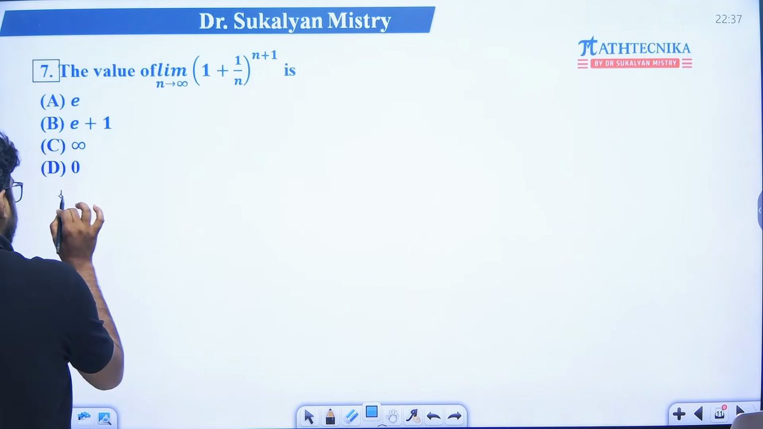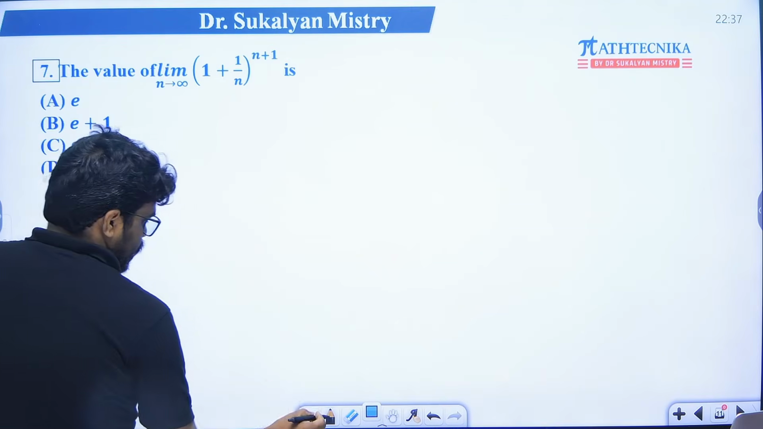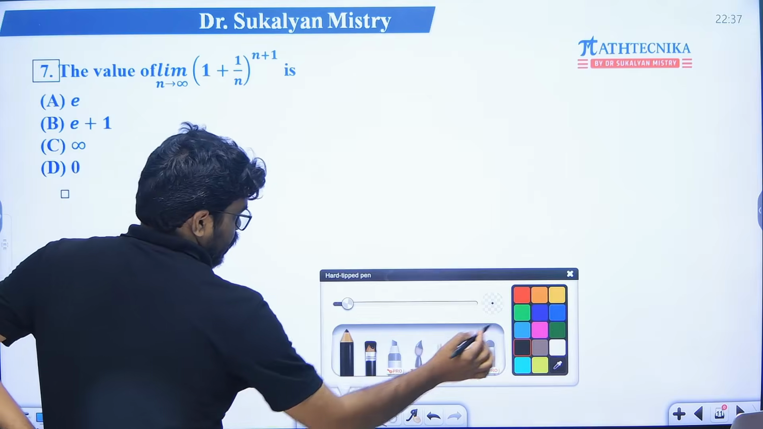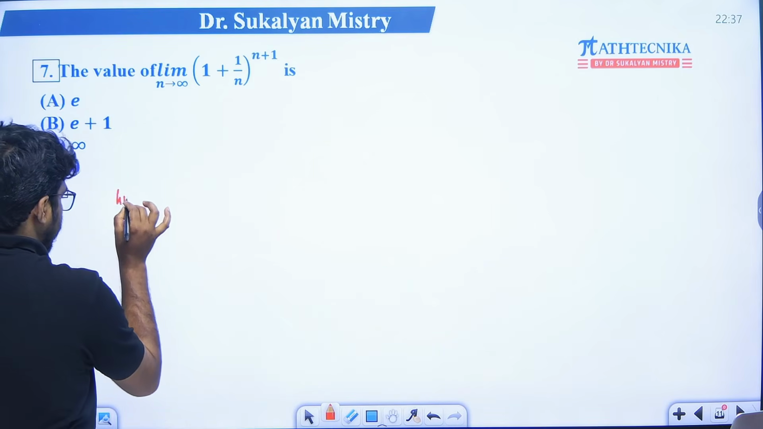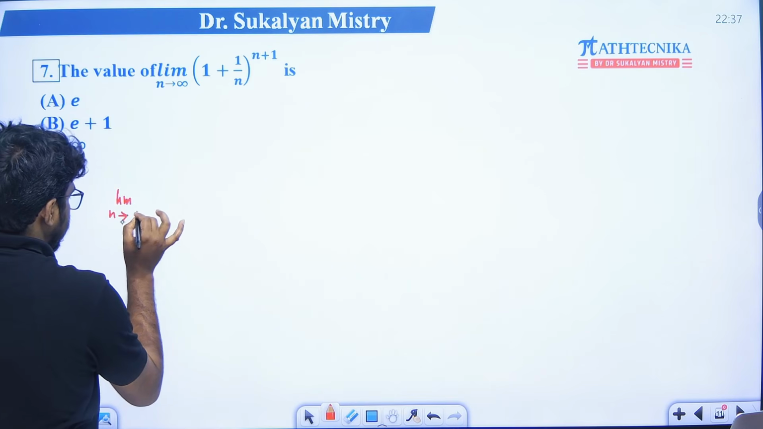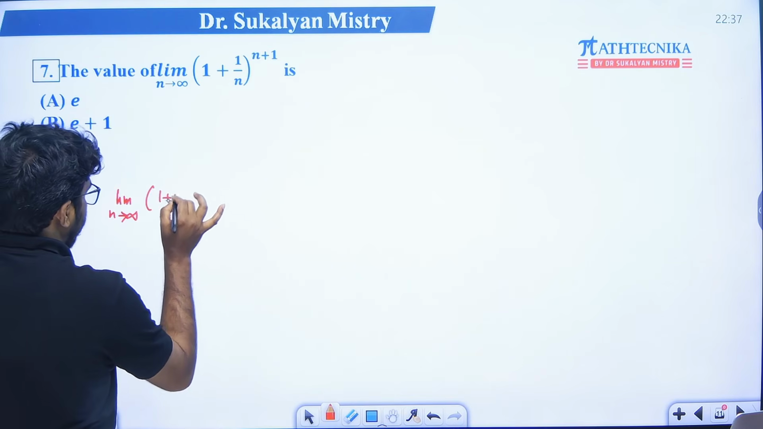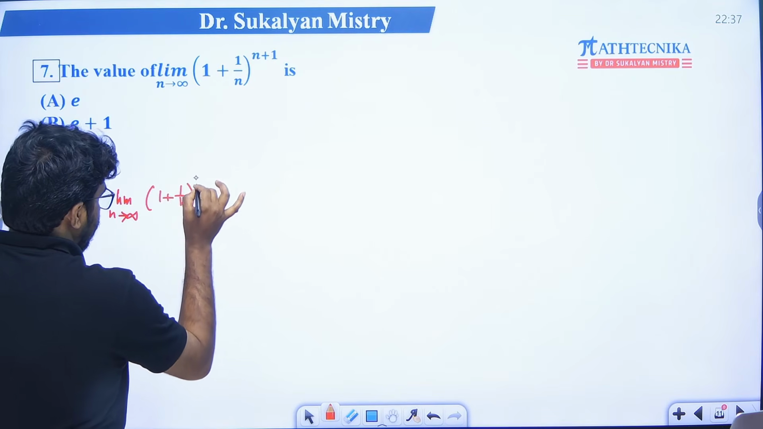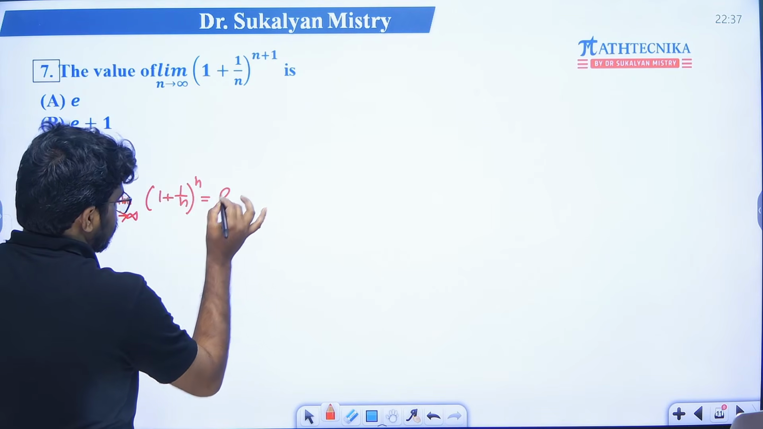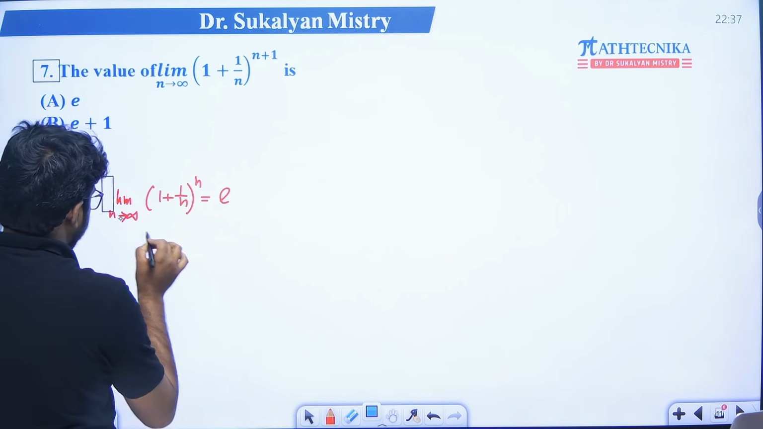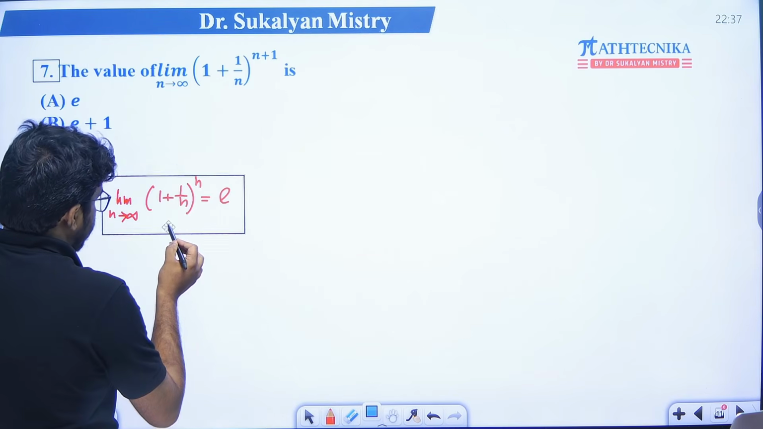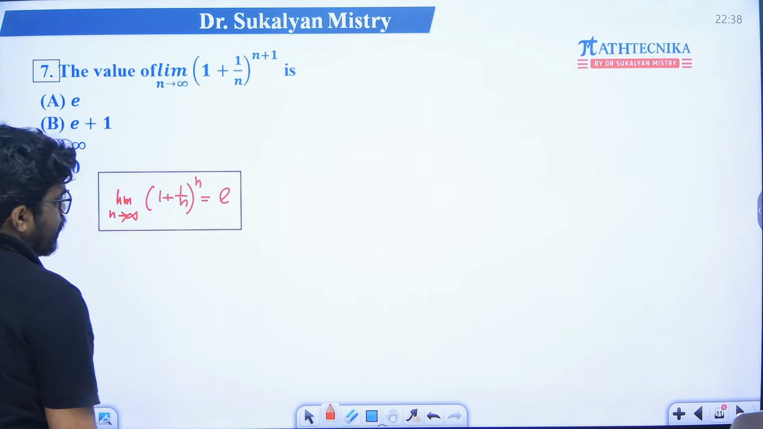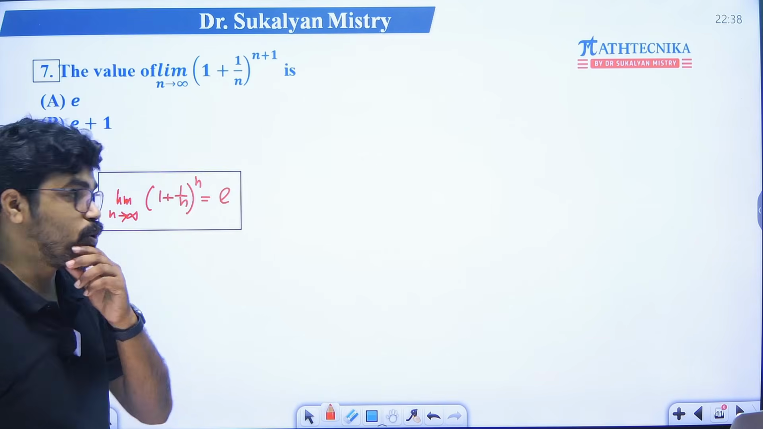So first note this, what is the result? We know that it is a very important result. Okay, limit n tending to infinity, note this, limit n tending to infinity (1 + 1/n)^n. So this is e. Note this result, limit n tending to infinity (1 + 1/n)^n, so this is equal to e.